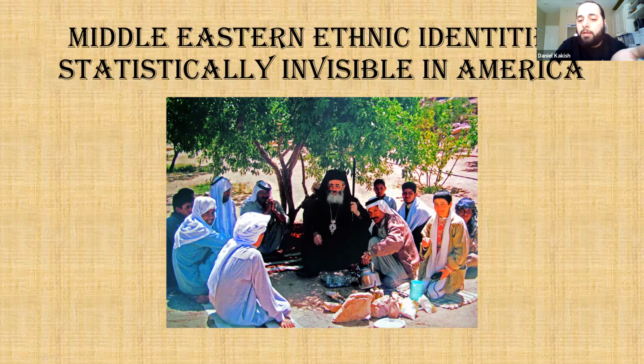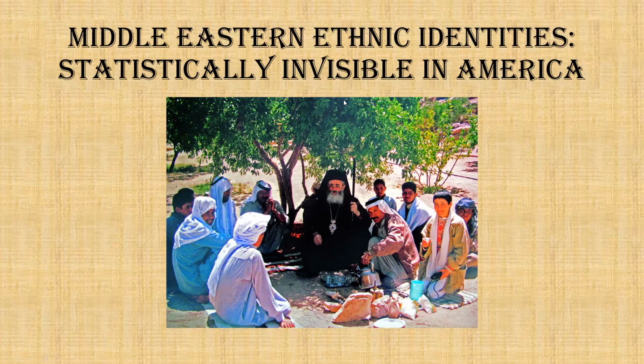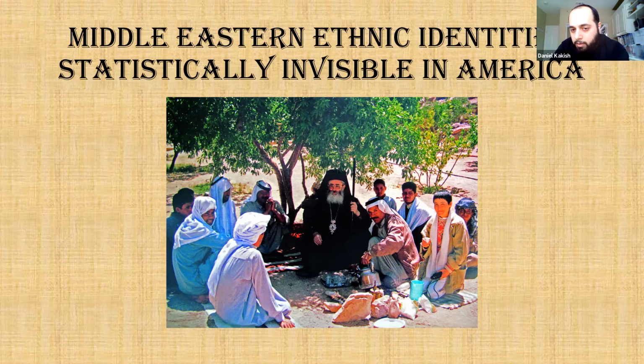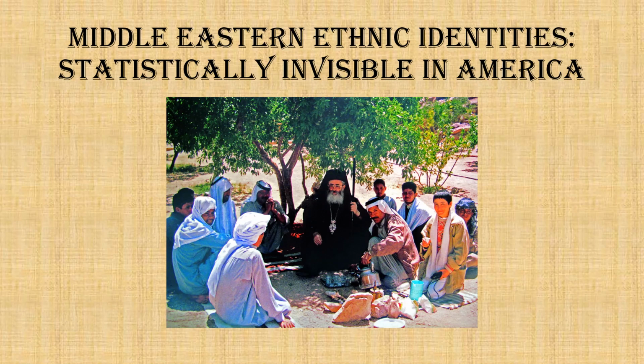So as you see from the picture on the title slide, these are Bedouin Arabs in Sinai who are Muslim. And in the middle of them is a Greek Orthodox clergyman from the monastery in Sinai. And I wanted to use this picture to show an ethnic diversity, not just religious diversity, but ethnic diversity in the Middle East.